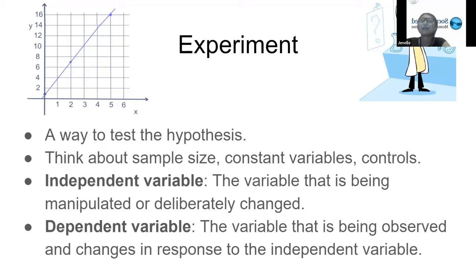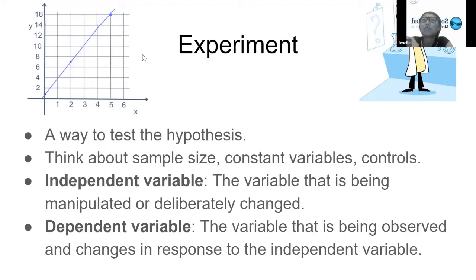And then the main things that we would be modifying are the independent variable. That's the variable that is being manipulated or deliberately changed in these types of controlled experiments. And the dependent variable is the variable that is being observed and changes in response to the independent variable. So it's usually what we are measuring.